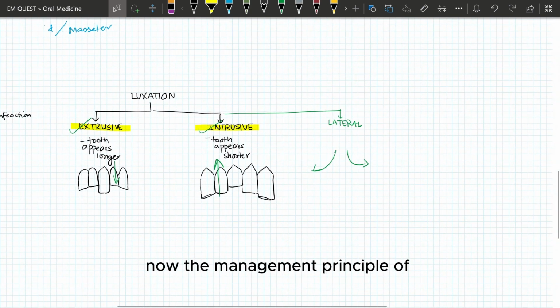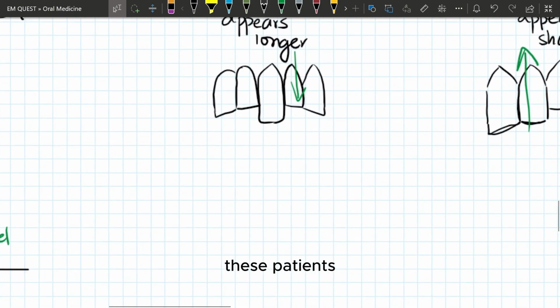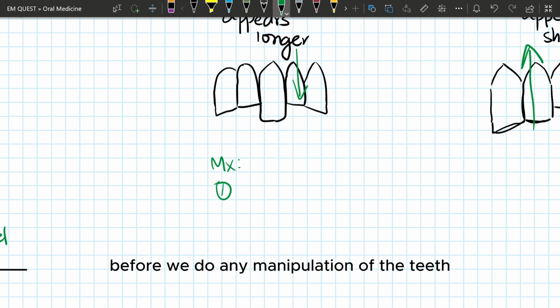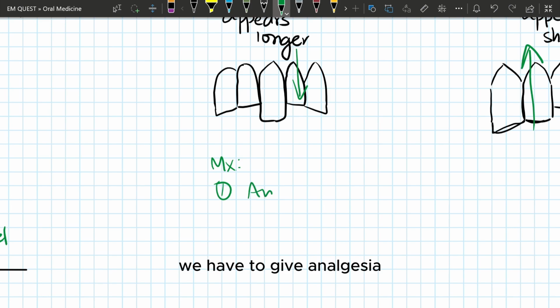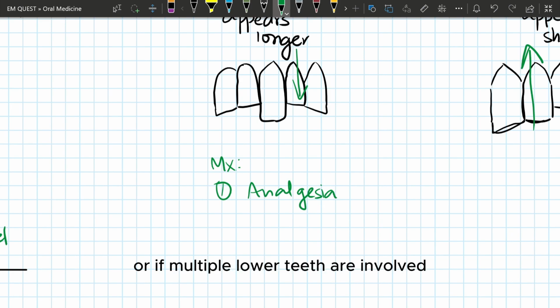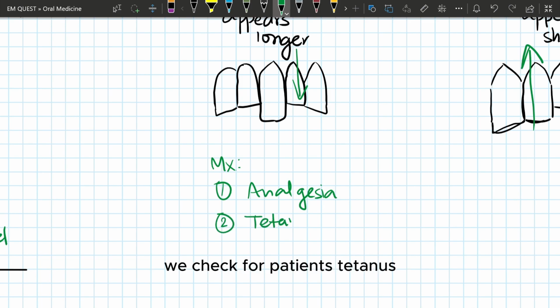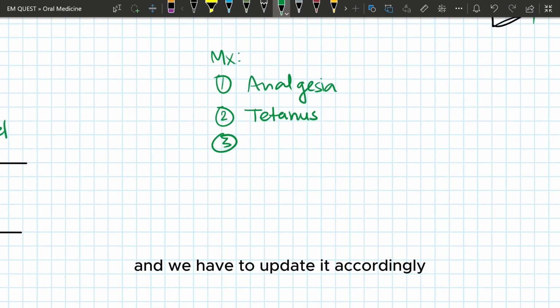Now, the management principles of these patients. So the first thing we do is manage their pain. Before we do any manipulation of the teeth, we have to give analgesia. Now this can be in the form of supraperiosteal nerve block if the tooth is isolated, or if multiple lower teeth are involved, then inferior alveolar nerve block. As it is with any trauma, we check the patient's tetanus status and we have to update it accordingly.